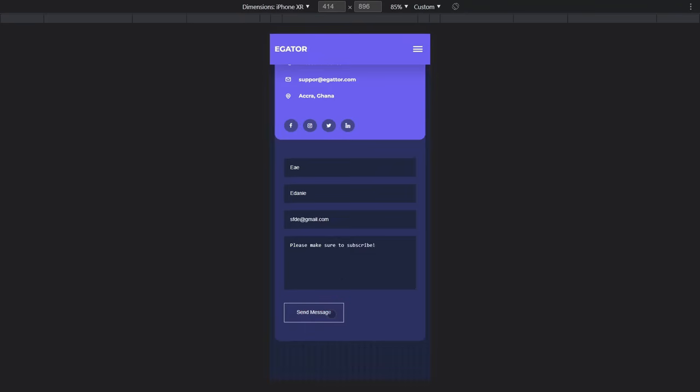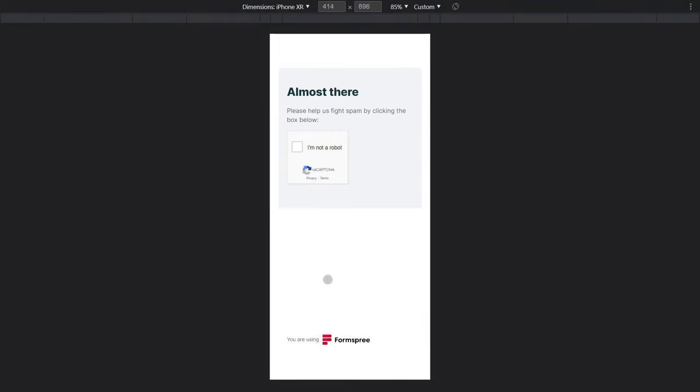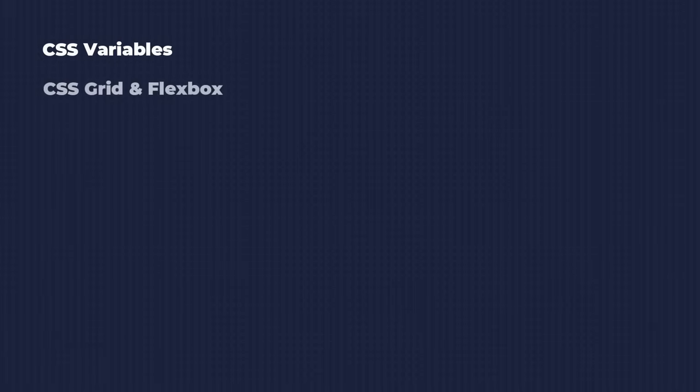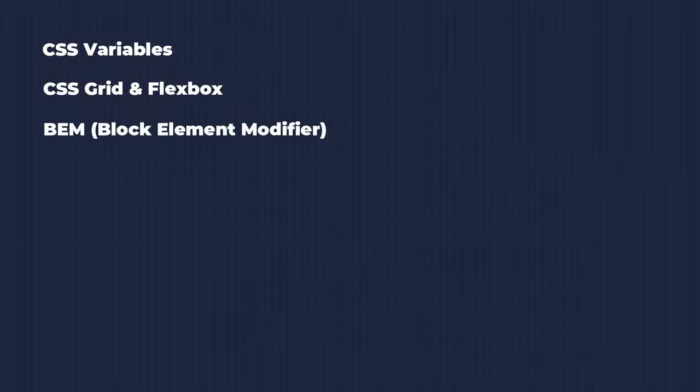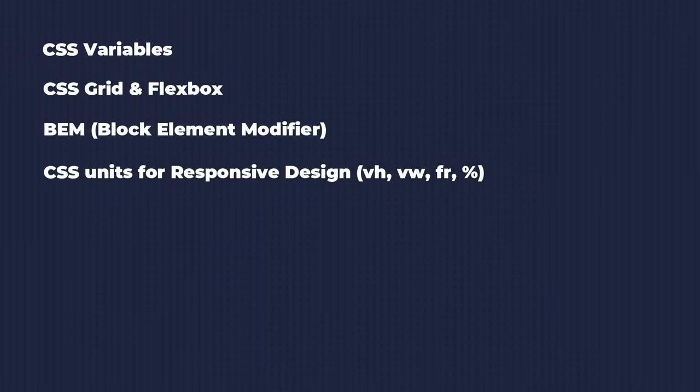Now before I walk you through the finished project, let me tell you exactly what you'll be learning throughout the tutorial. By the end of this video, you will know how to use CSS variables to easily customize your website. You're also going to learn how to use CSS grid and CSS flexbox to easily align items on your website. You're going to learn how to use block element modifier, or BEM, for naming your classes. And to easily achieve our responsive design, we will be using CSS units like viewport height, viewport width, fractions, and percentages. So you're going to know how to use all these units in this tutorial.